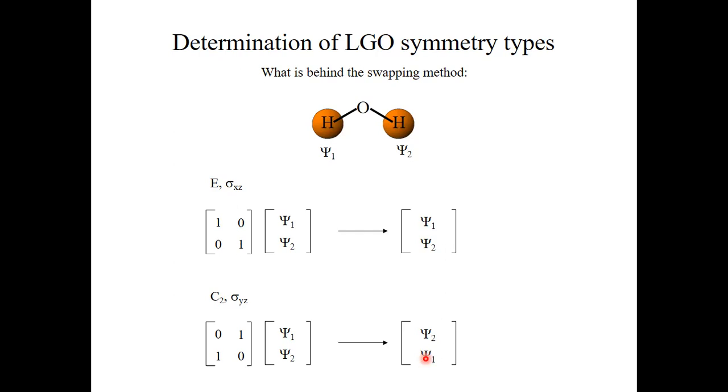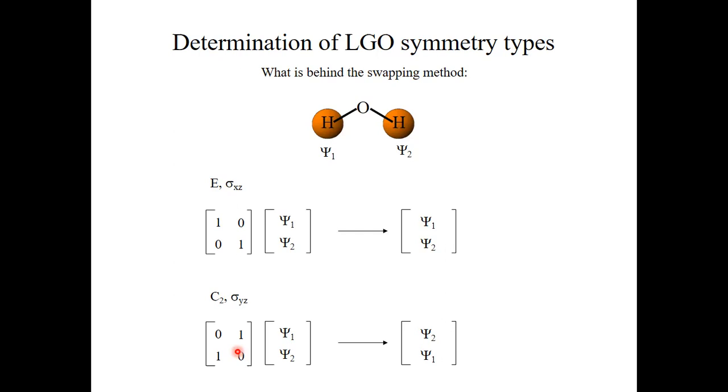Okay, so now the characters that make up the reducible representation are simply the traces of these matrices. In this case, these are the two characters for E and sigma xz, and these two characters for C2 and sigma yz. So in this case, we have 1 plus 1, well, that gives 2, and here it's 0 plus 0, well, that gives 0. And that gives the 4 characters of the reducible representation: 2, 0, 2, 0.